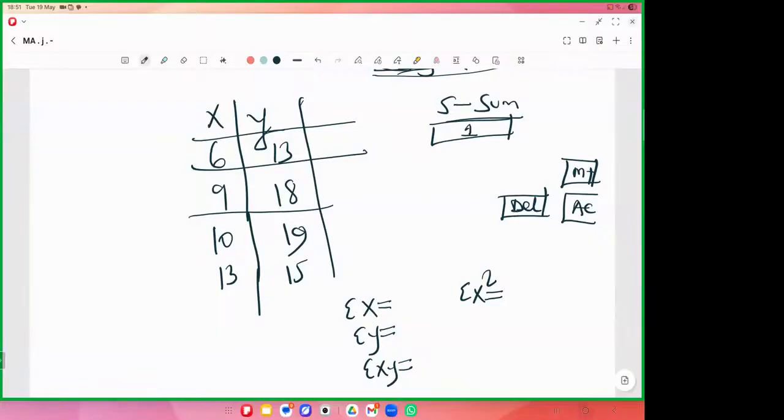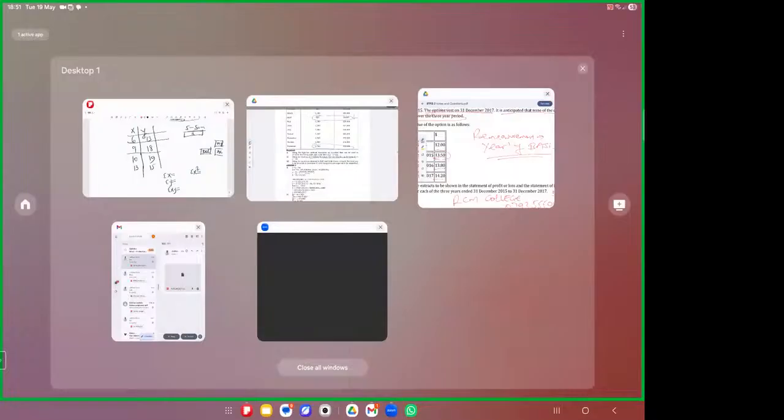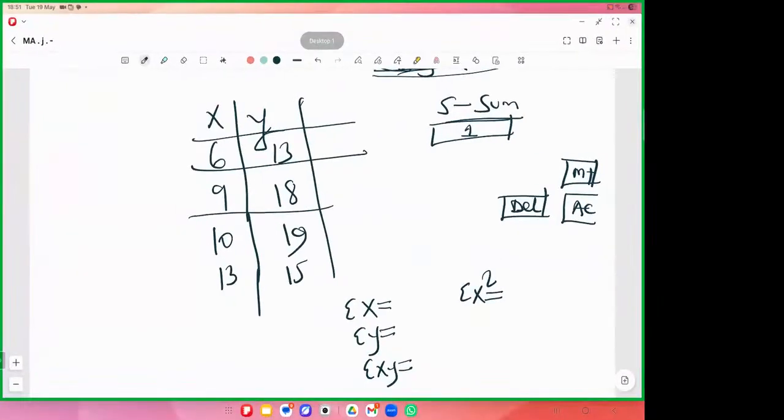So I'm getting here 300, not unless I'm wrong. Not unless I am pretty wrong. I'm getting the sum of X squared to be 386. Is there somebody who is able to get 386 for sum of X squared? Not unless I'm pretty wrong.